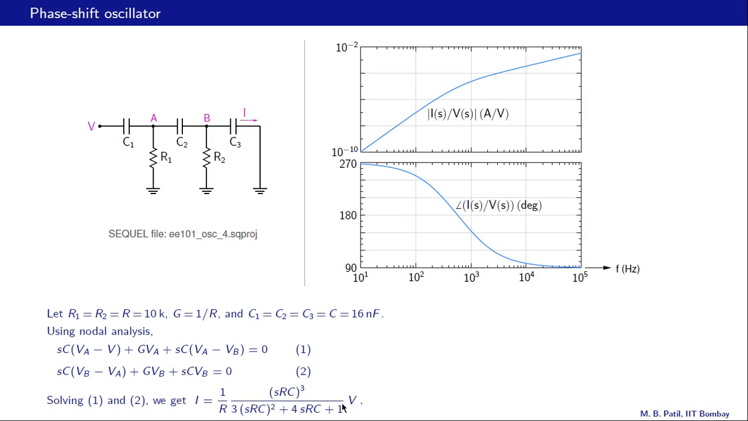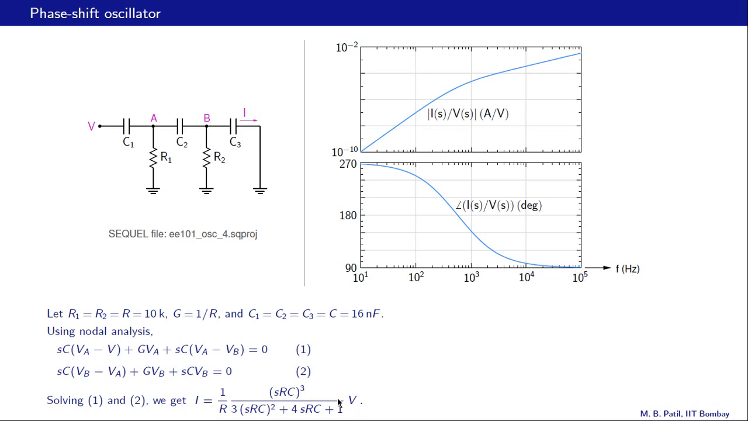What happens at low frequencies? This term is small, this term is also small, so in the denominator we have only 1. In the numerator we have S times S times S, so that is J times J times J, which gives us minus J. Minus J has a phase of minus 90 degrees, which is the same as 270 degrees. What about high frequencies?